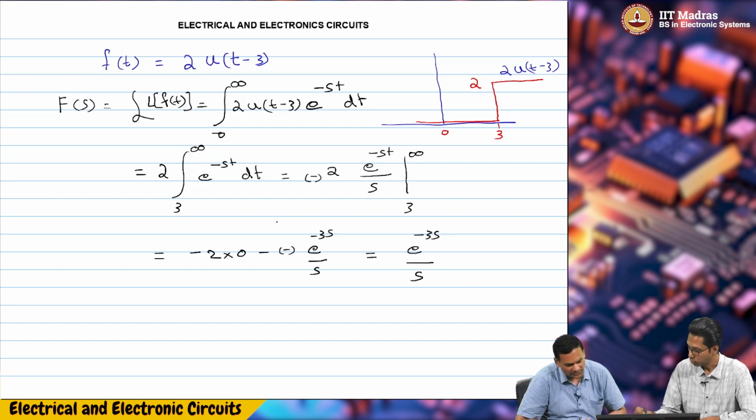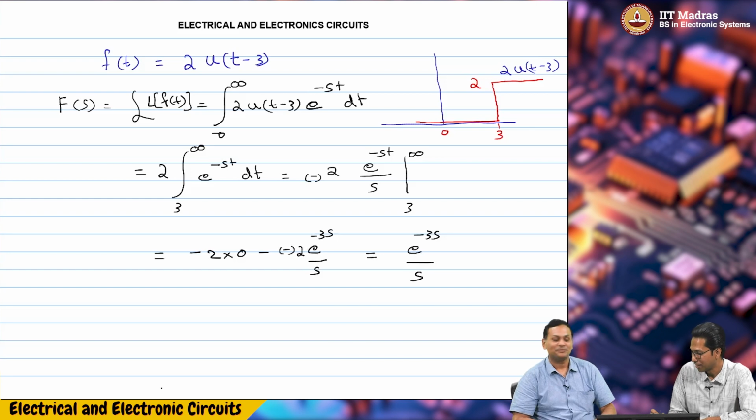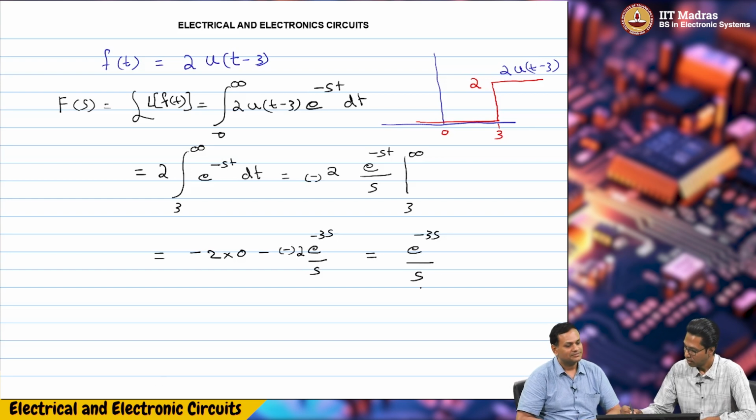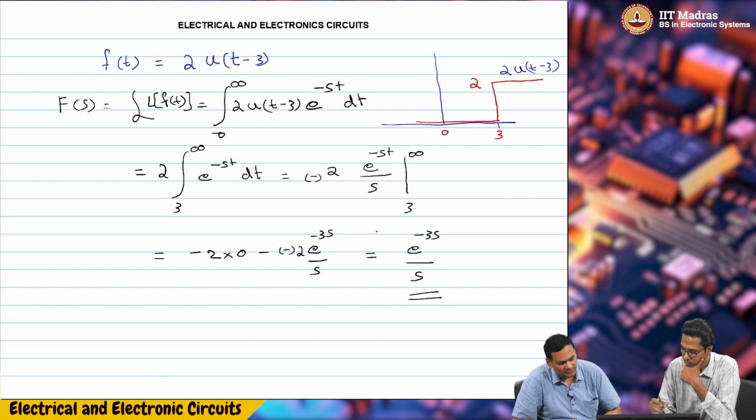Also this 2 is common. I missed the 2, so I'll write the 2 here also. Yes, you thought it's common. And then there will be a 2 also here. I'll write the 2 in color just to make sure they know.